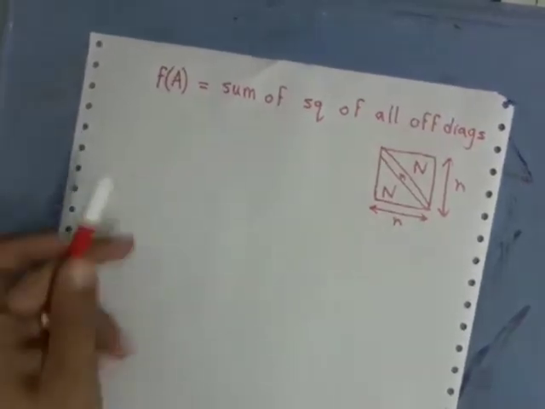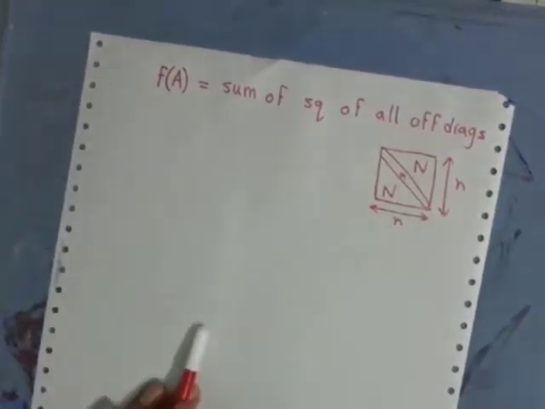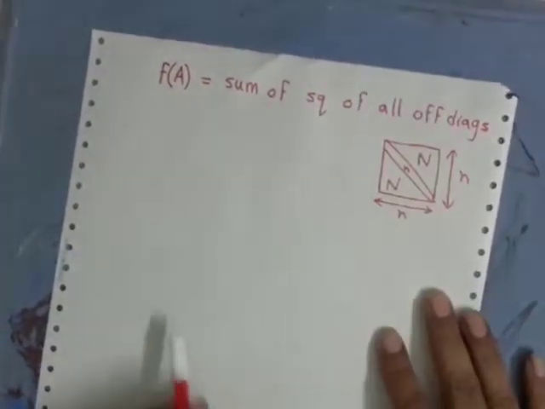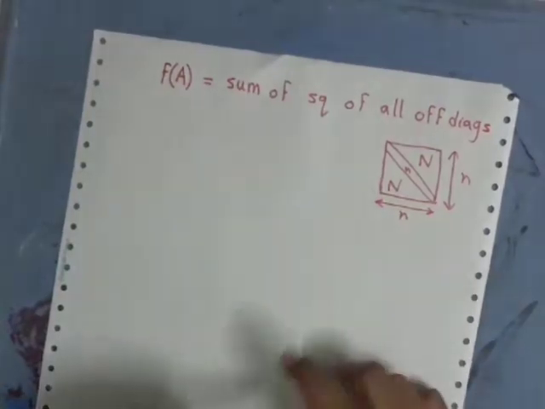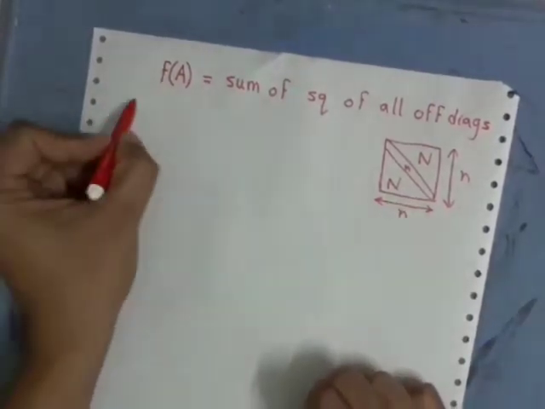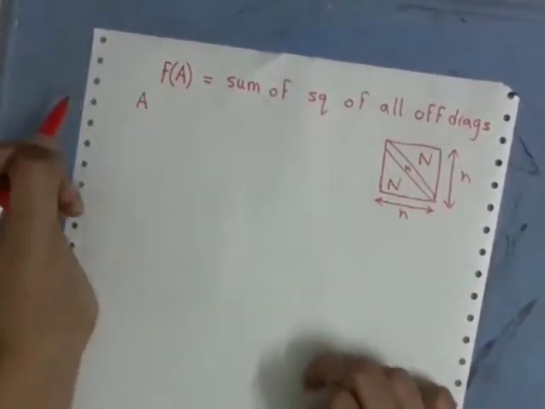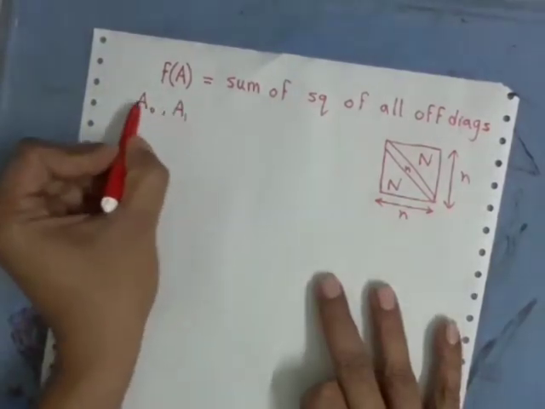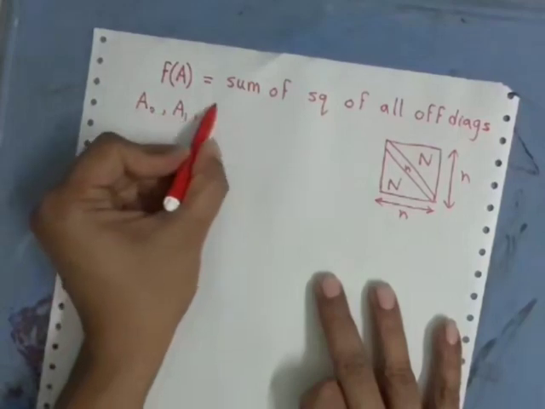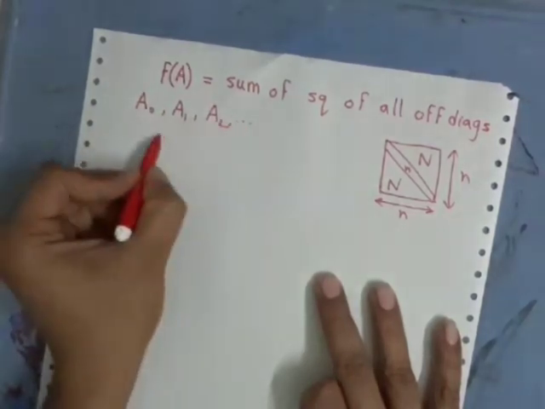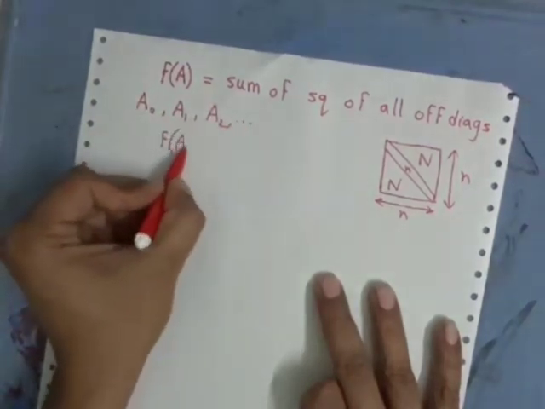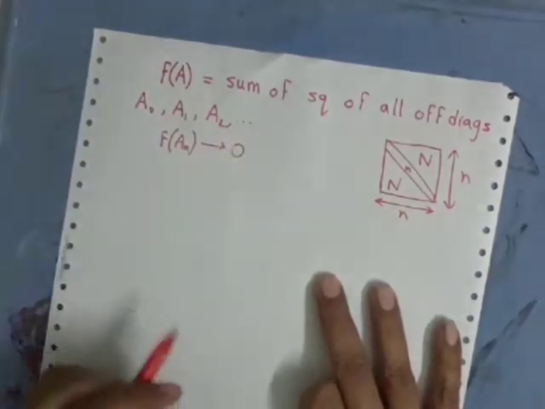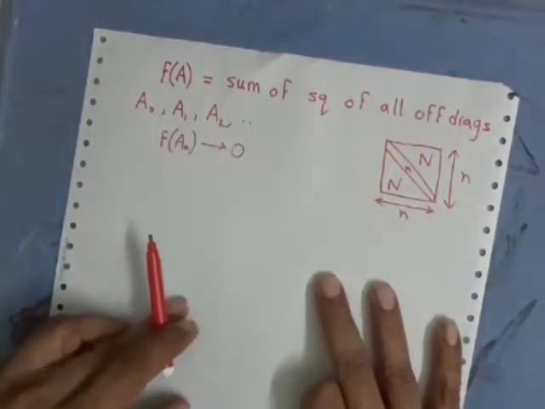So we are trying to show that this quantity f of A, which is the sum of squares of all off-diagonal entries of the symmetric matrix A, will go to 0. So if we start with our original matrix, suppose I call it A0, then we compute A1 by doing one Jacobi step, then I compute A2 and so on. I want to show that f of An will go to 0, and that will show that each of the off-diagonals must also go to 0.